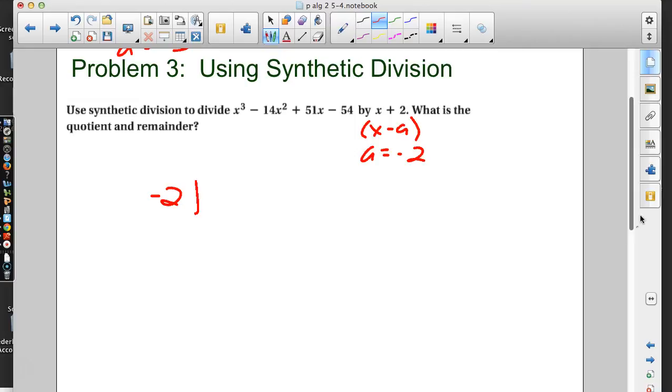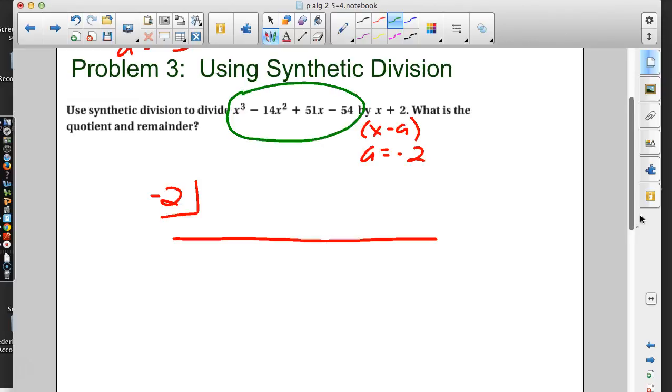And what we're going to do is put a little kind of half box around it. And then we're going to draw a line. And that's because division needs a line. I mean, we do that with division. Works out right. Now, here's what we do. This is why this becomes so easy. We're not going to take all of this mess right here. We're only going to take the numbers. As long as it's in standard form and nothing's missing, we're just going to take the numbers. If anything's missing, we put a 0. So we have 1x cubed, negative 14x squared, 51x, and negative 54. Those are the numbers that we have to work with.